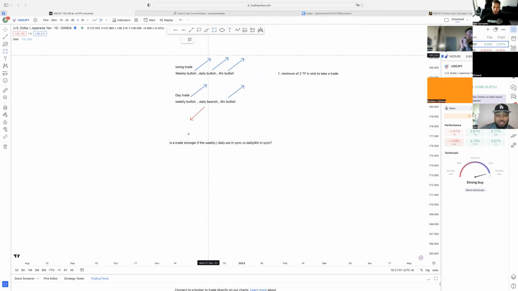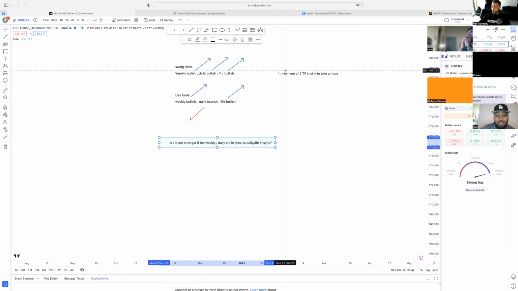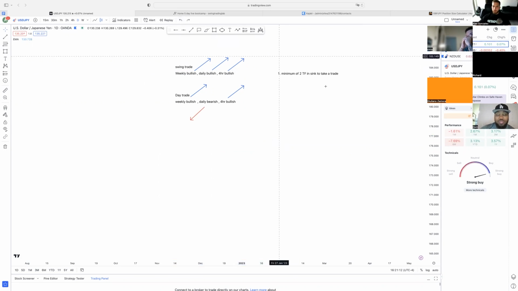So I just got asked this question: is the trade stronger if the weekly and the daily are in sync versus daily and 4 hour? Obviously, the higher time frames are stronger than the lower time frames. So that's where the grading part comes in, and that's something we'll touch upon later. But right now, I just want you guys to understand.